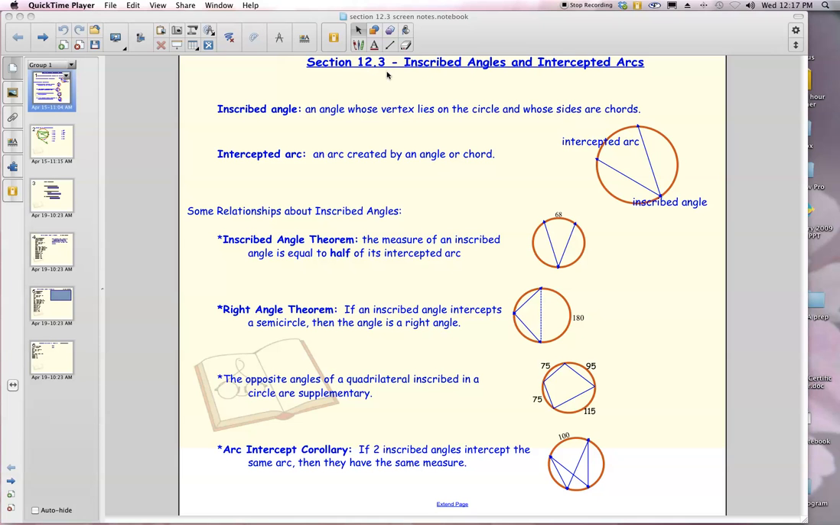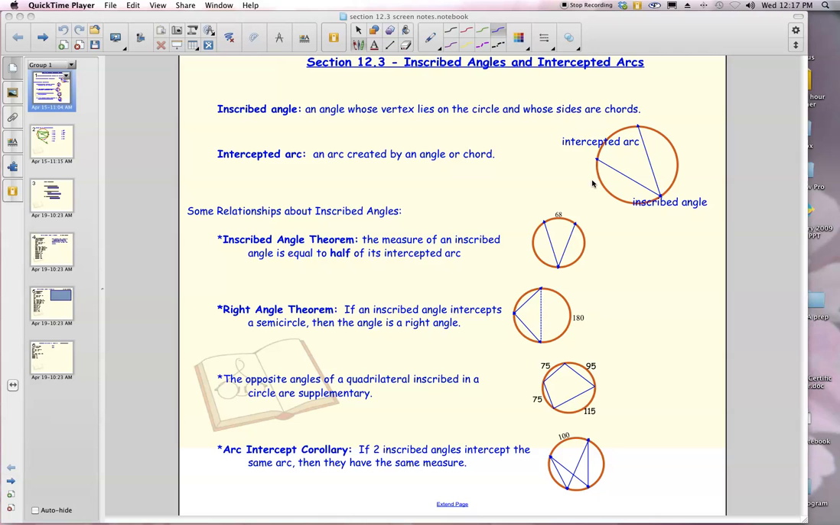This lesson is on section 12.3, inscribed angles and intercepted arcs in circles. There's quite a few definitions and theorems that revolve around what an inscribed angle is and what it does in a circle. So we will get started.